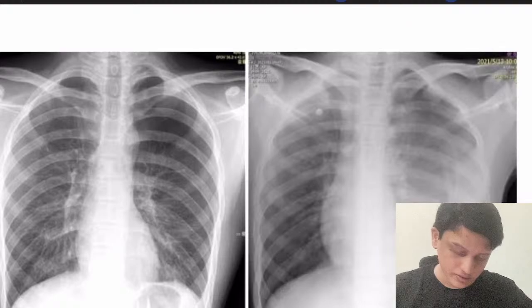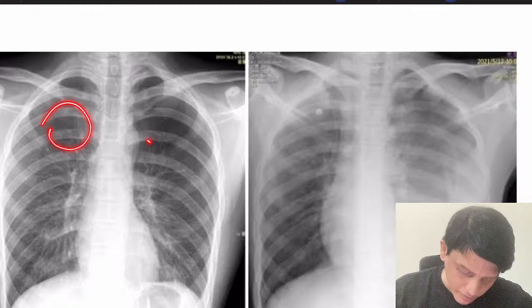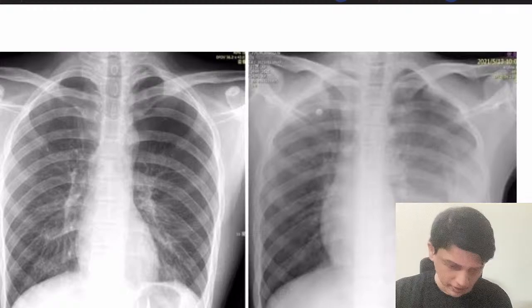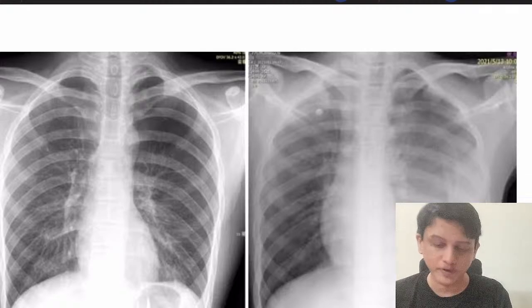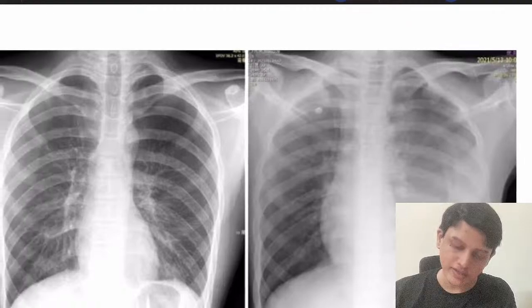What is this? See here, the lung markings, everything is normal on both sides. This area looks okay. But if you see here, there is a small black patch of air present, correct? Can you make it out? Here, one black patch. That is simple pneumothorax. Some amount of air is present there. Simple pneumothorax.